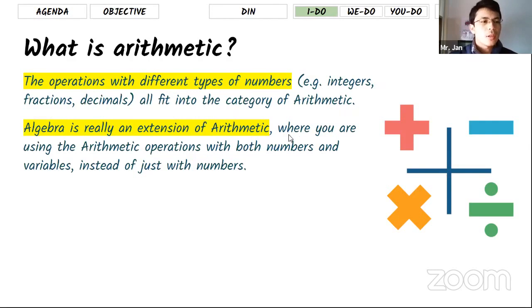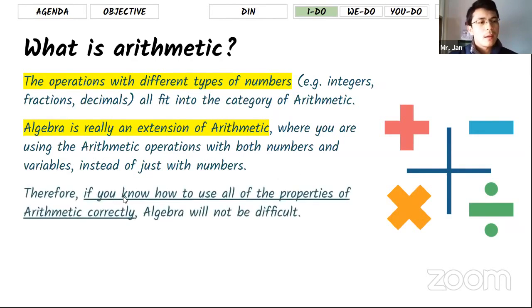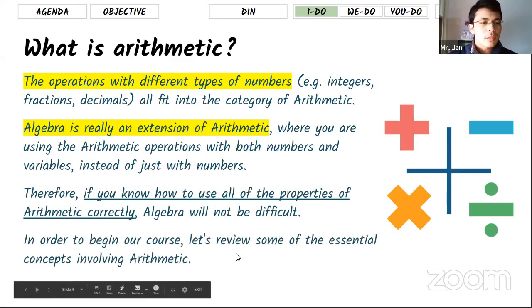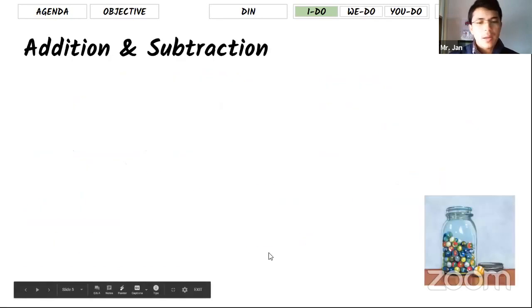Which means you are using arithmetic operations with both numbers and variables, so this is where the variable comes in, instead of just numbers. So this is algebra: not only numbers, we're going to start using variables in math. And therefore, if you know how to use all of the properties of arithmetic correctly, meaning if you know how to do these 4 operations very well, algebra will not be difficult. It's a very natural extension of arithmetic. So now let's talk about the essentials of arithmetic.